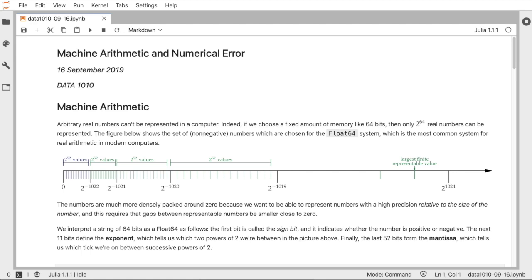Today's exercises are on machine arithmetic and numerical error. We'll be talking about how numbers are represented in the computer and how the round-off errors associated with those representations propagate when we do calculations with them.